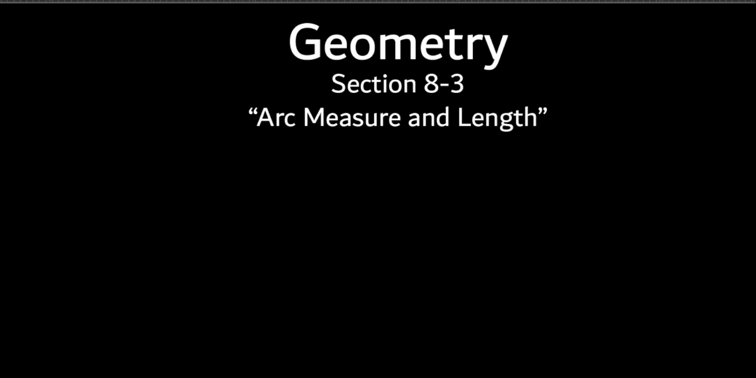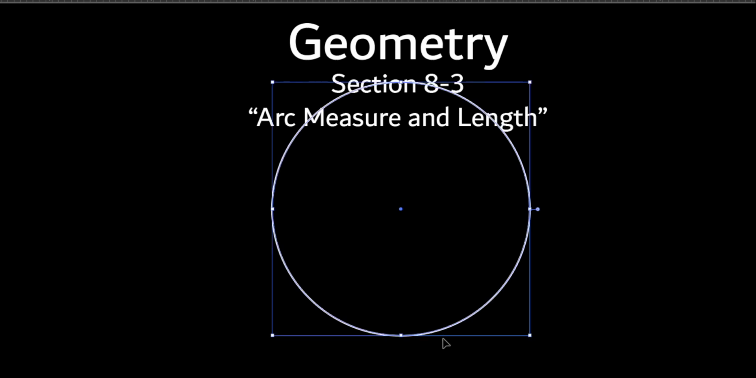Okay, we're going to do some more with circles. It's called arc measure and length. We'll talk about what the difference is between those two things. First of all, we need a circle. Here's a circle.